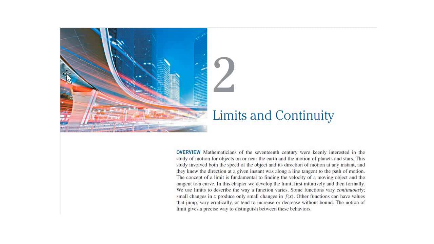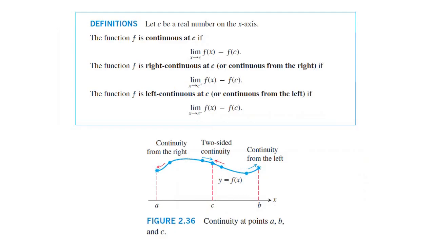And we are going to go through some examples and do some exercises in chapter 2. So, continuous functions: if there is a real number c on the x-axis, a continuous function would be such that the limit as x tends to c of f(x) should be equal to f(c). And this, remember, should be a real number. That's the first condition.